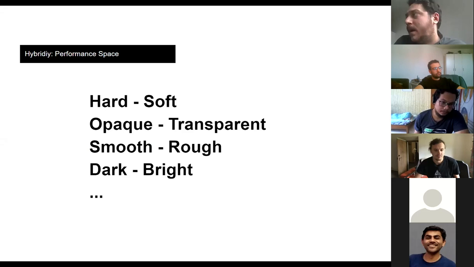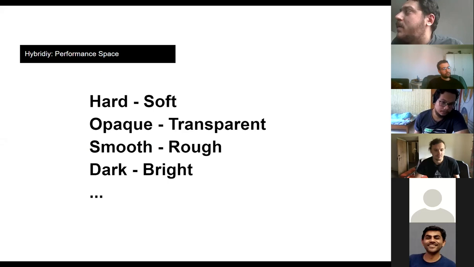disciplines to see how this combination of two materials can result in a kind of performative hybrid system. Is it a combination of hard and soft? Is it a combination of opaque and transparent? Is it about being smooth and rough? Is it about being dark and bright, and so on and so forth? This is the thing that you can speculate and think about until Monday.